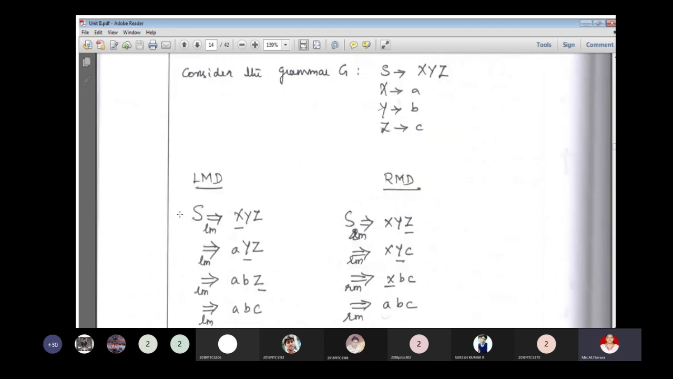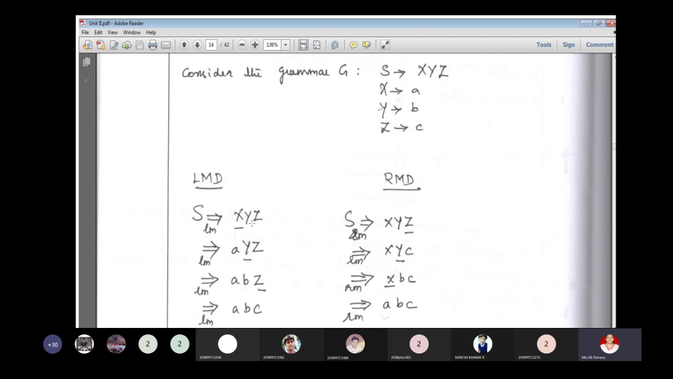We have to take the leftmost non-terminal. So we know that S can be replaced with XYZ. So S derives XYZ, and since we are using leftmost derivation, we write LM. Next, since it is leftmost, what do you have to take? You have to take the leftmost non-terminal to replace by its body of the production. So we take X, and you know X can be replaced with A.